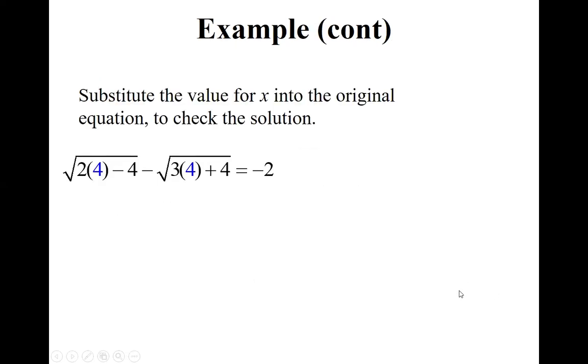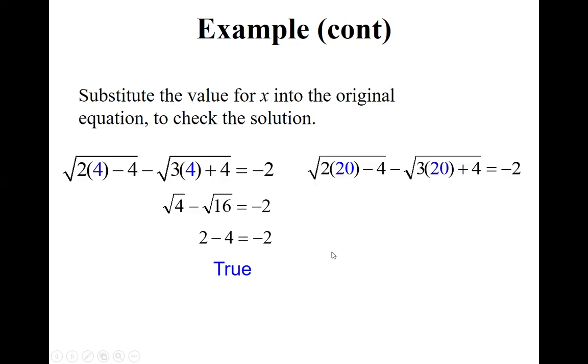We have to check both. When we check 4, plug it in. 8 minus 4 is 4. Radical 4 is 2. 12 plus 4 is 16. Radical 16 is 4. 2 minus 4 is negative 2. That one's true. 4 works.